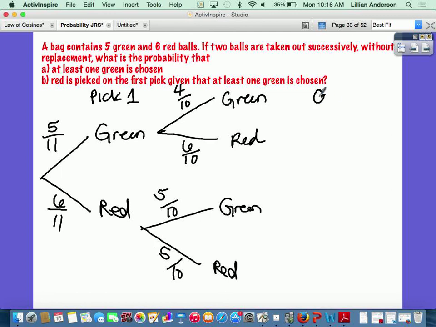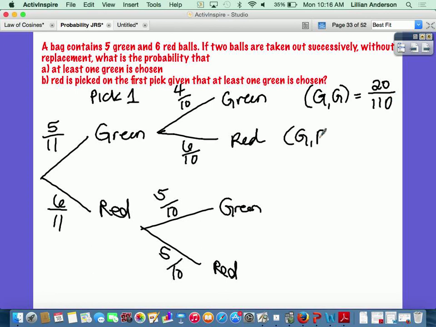So let's bang this out real quick. What's the probability that, no calculators here, I get green and green? 20 over, what is it? 110. Okay, we're gonna do this one without a calculator here. So you multiply straight across the branches. 5 times 4 is 20, 11 times 10 is 110.